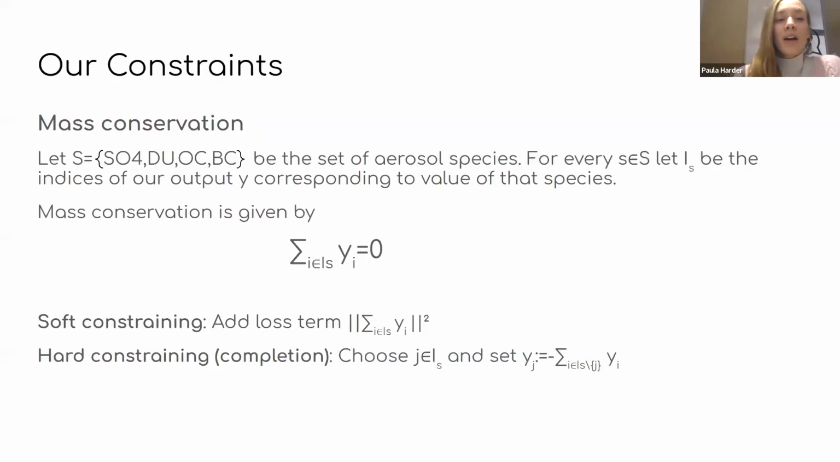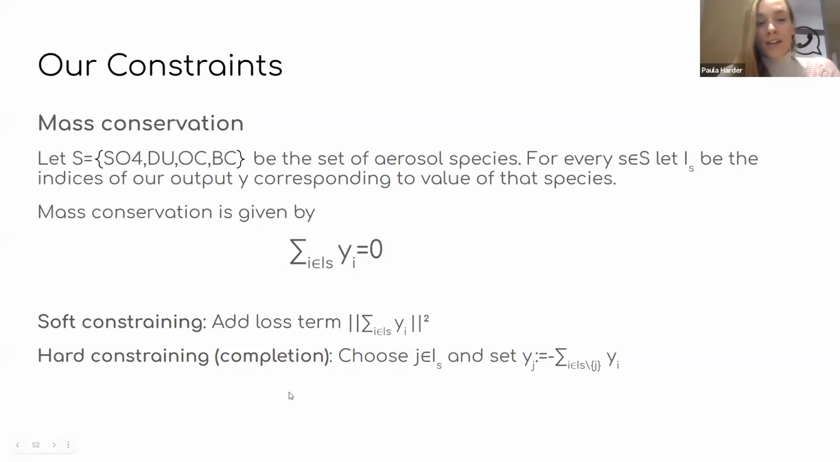So we have this set of different aerosols: sulfides, dust, organic and black carbon. And for each of these species, the way the microphysics model works is that the masses stay the same. So if we predict change, we want that for one species, the changes add up to 0. So overall, the dust mass within one box stays the same. And again here, you can add this as a loss term, so we want the sum to get close to 0, so we just penalize that.